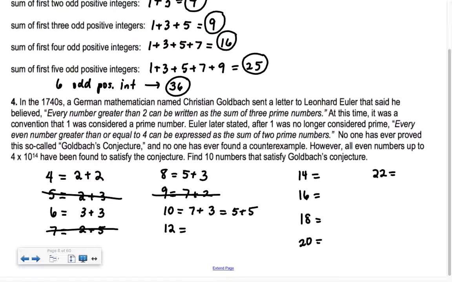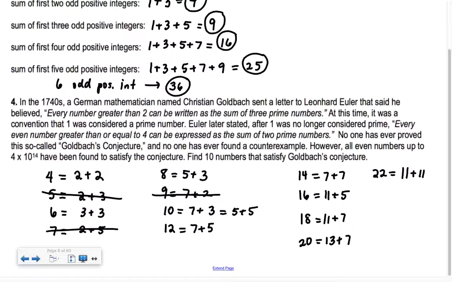What'd you get for 12? 6 and 6 didn't work. 7 and 5, right? All right, 14. You guys also get 14? 7 and 7. 16. 11 and 5. Yeah, good. That's a hard one. Is there any other way to do that one? All right, Jacob, what did you guys get for 18 and 20? 11 and 7. 20. 13 and 7. All right, and this last table, 22? 11 and 11, that works, right.